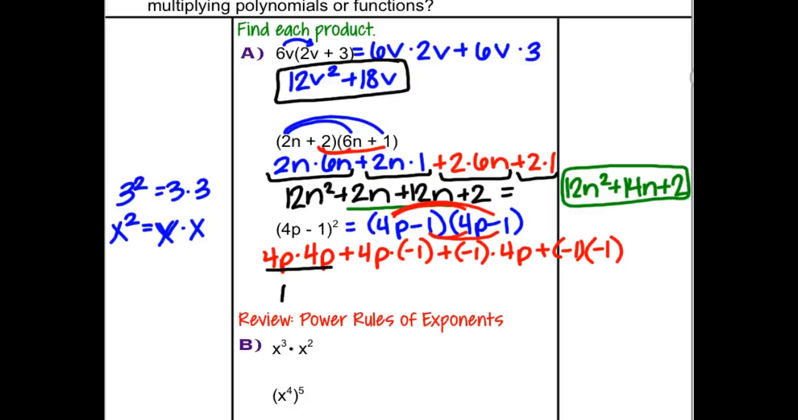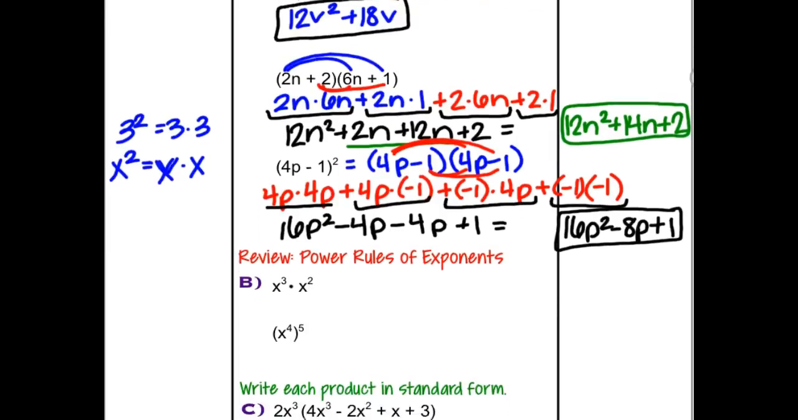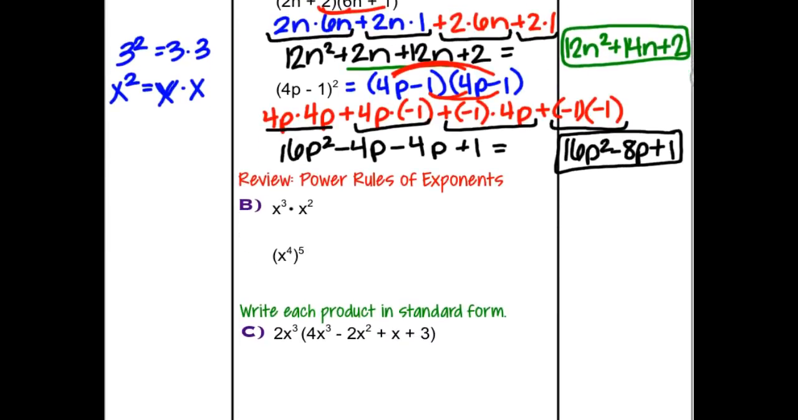4p times 4p is 16p squared. 4p times negative 1 is negative 4p. Negative 1 times 4p is negative 4p. And negative 1 times negative 1 is positive 1. And then when we combine our like terms, we get 16p squared minus 8p plus 1. If you had just distributed the exponent, you would have gotten 16p squared plus 1, and you would have missed that middle term altogether. So, let's do a little bit of a review of our power of powers rule now that we had that opportunity.